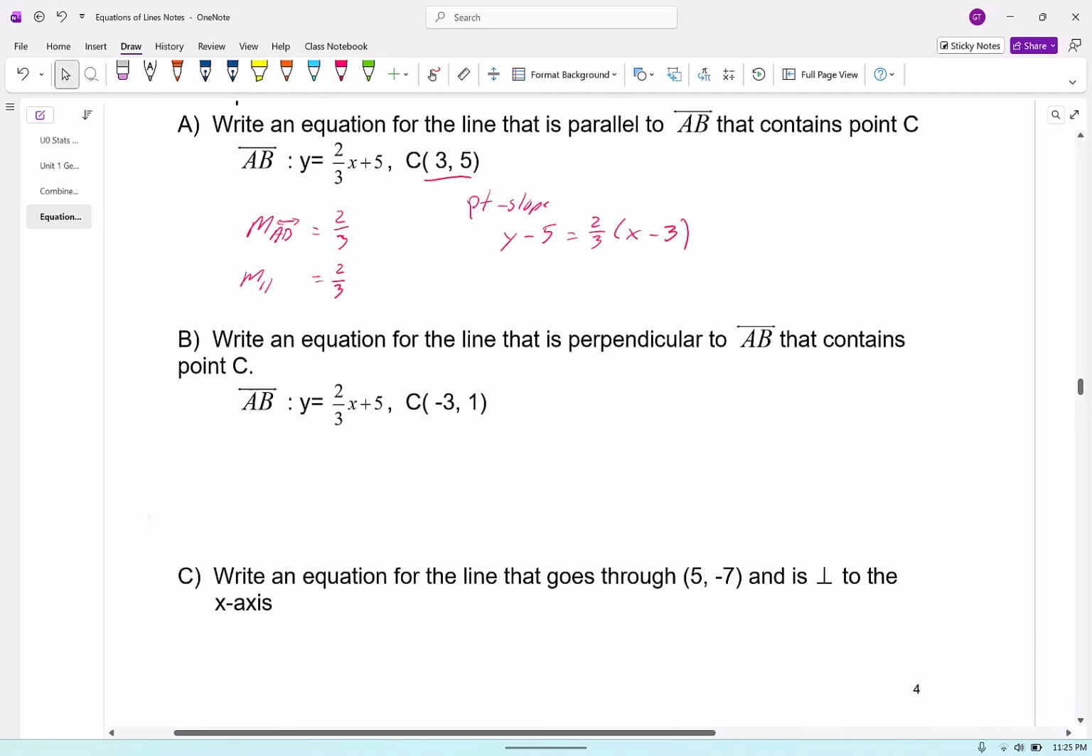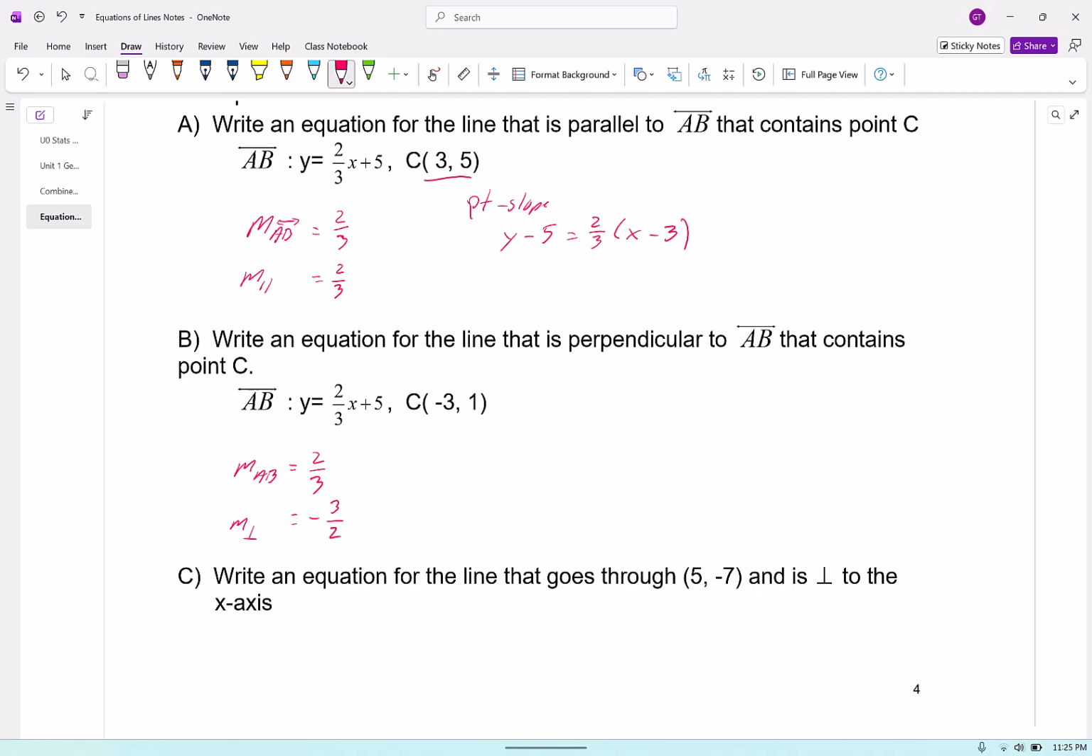Now write an equation of a line that is perpendicular to AB. I got the same equation that I had, but a different point now. So my slope of AB is still 2/3, but now try to write in what the slope of the perpendicular line is. Remember, it's the opposite, so it's positive, which means it's going to be negative. And then reciprocal, so it's going to be 3 over 2.